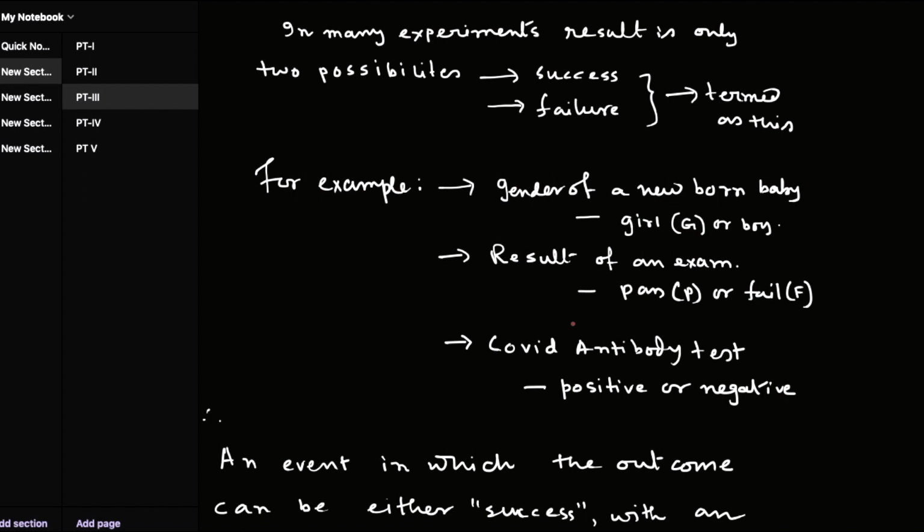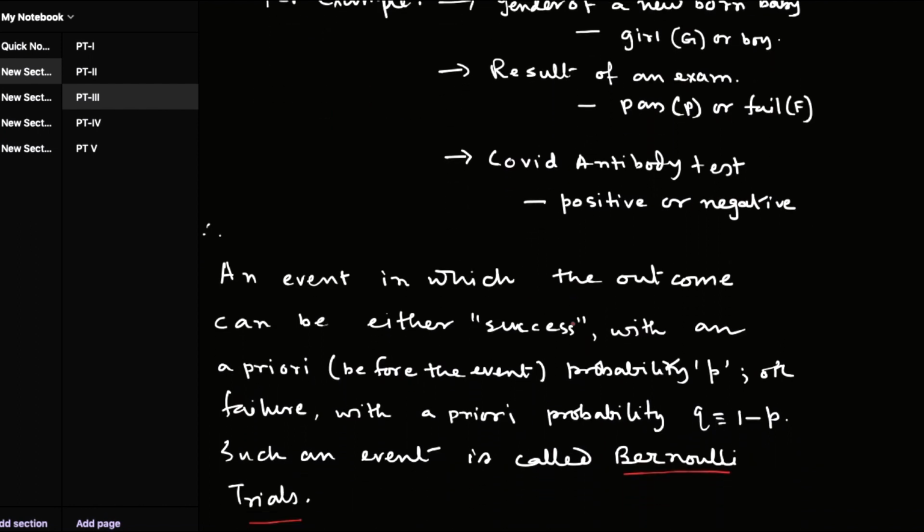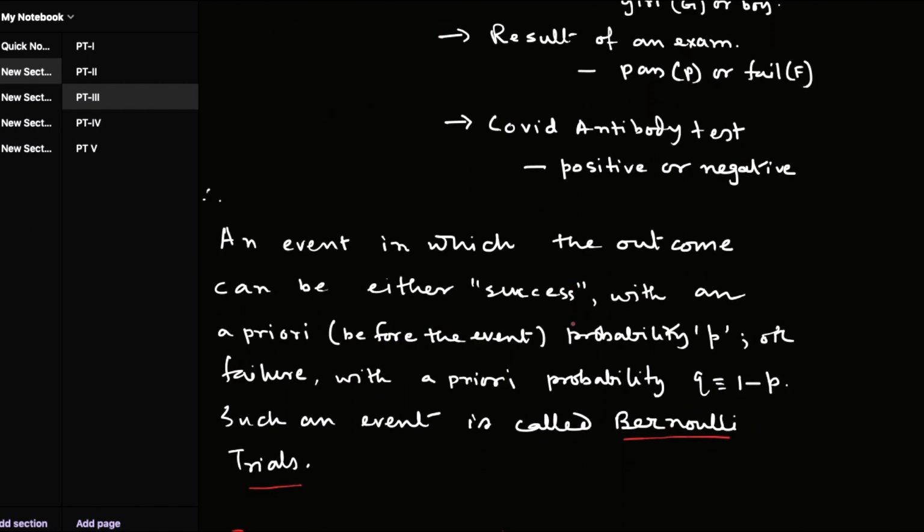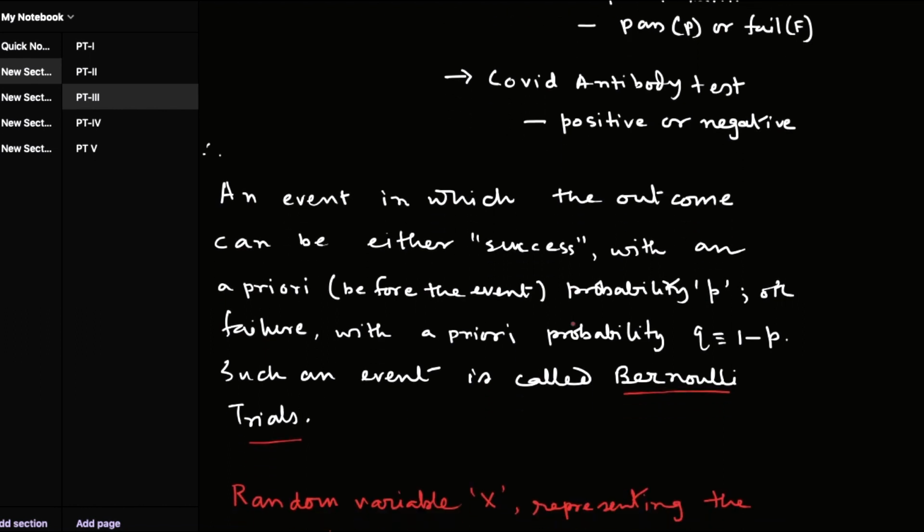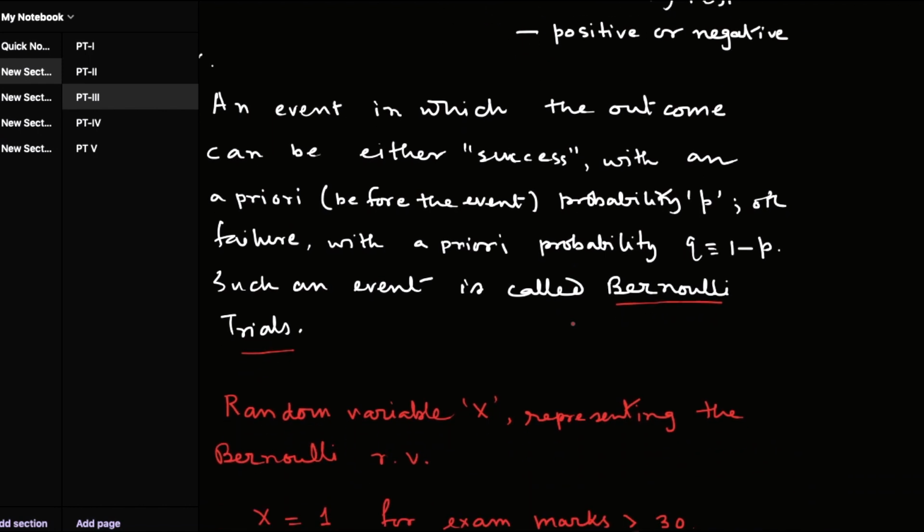The COVID antibody test, either positive or negative. If you take positive as a success and negative as a failure, or negative as a success and positive as a failure, whatever you call it, you can calculate. That depends on that. An event in which the outcome can be either success with an a priori probability P, or failure with the a priori probability Q equals 1 minus P. Such an event is called a Bernoulli trial. That means a two-way thing.